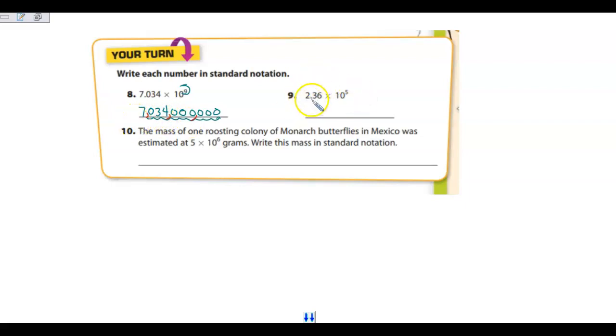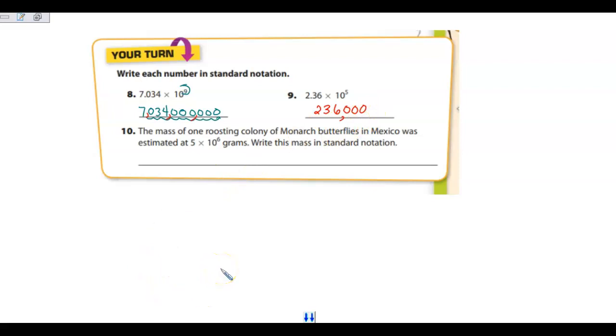Then we have this one. We have 2 and 36 hundredths times 10 to the 5th power. Go ahead and write it in standard form. Your answer should have been 236,000. Got rid of the decimal, wrote down the numbers, moved the decimal 5 places. 1, 2, 3, 4, 5.